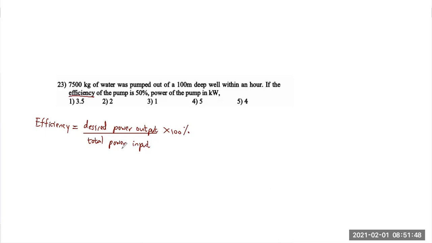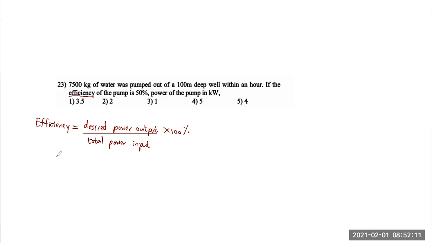The meaning of this is you give an input of energy or power, but all that power is not used for what it is intended to. There can be power or energy wastage. Now, in this case, I'll leave the efficiency here and let's find the power input, which is what they're asking. Power of the pump, that is what they're asking.